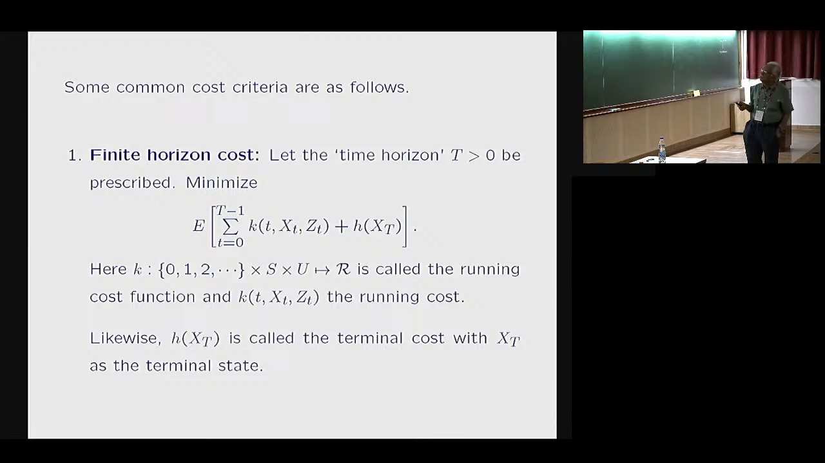These are the simplest, the finite horizon cost. There's some time horizon T, and you minimize some object like this. This is called a running cost, k is the prescribed running cost, and h is the terminal cost. And X_T is called the terminal state.